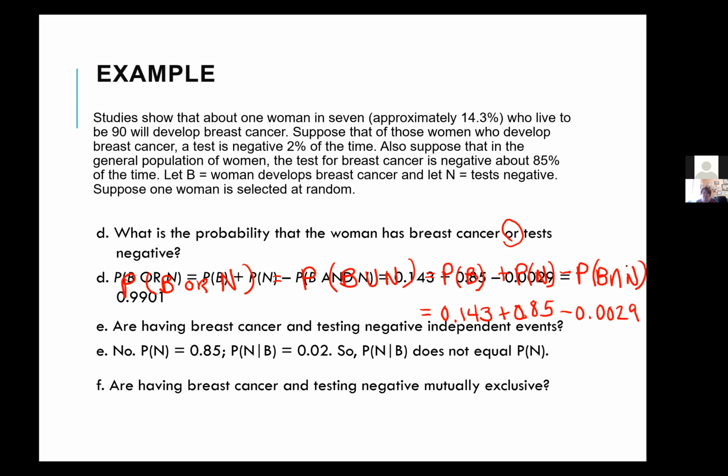But they're not mutually exclusive, because both events can occur at the same time. You can have breast cancer and test negative. For them to be mutually exclusive, they could not occur at the same time, but they can, because the probability of B and N occurring at the same time is 0.0029. So they're not mutually exclusive. They can happen at the same time.